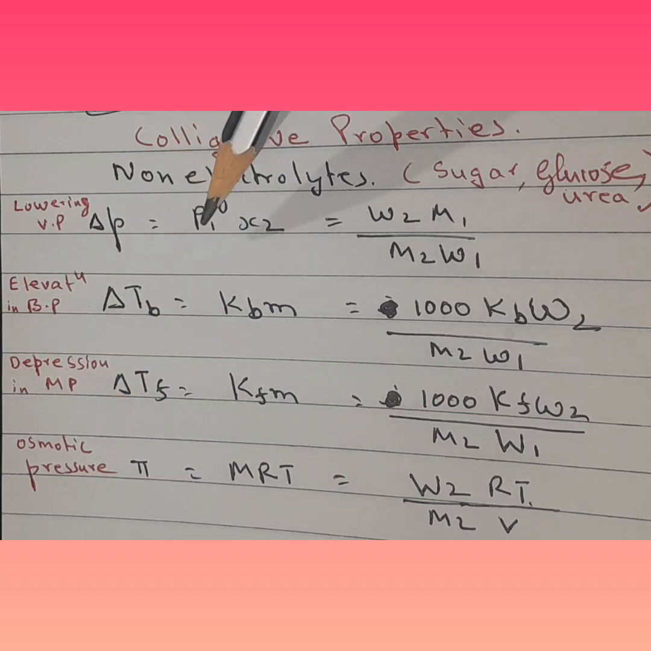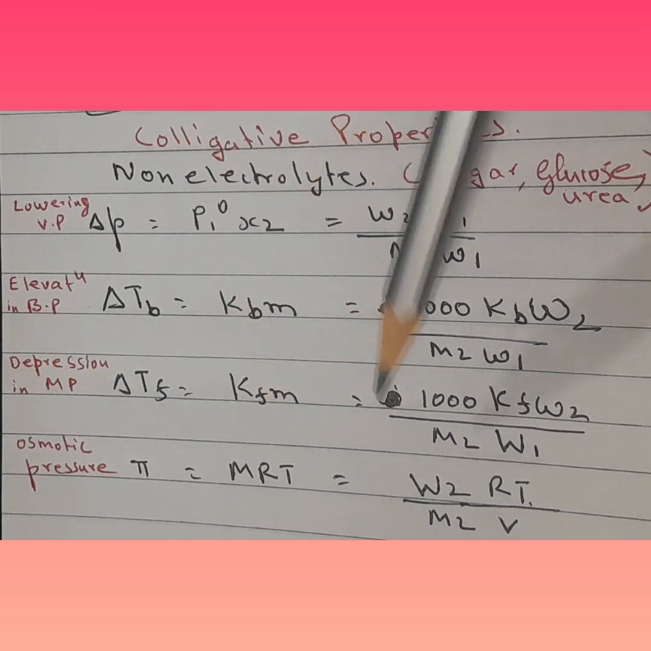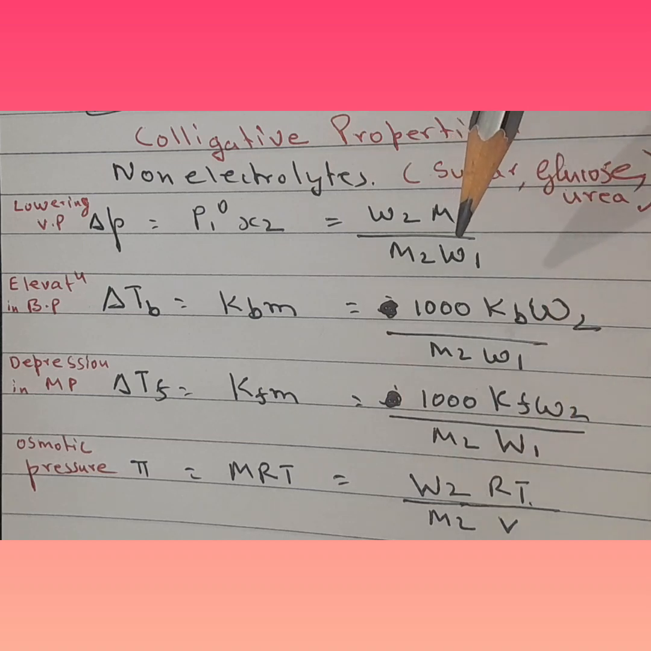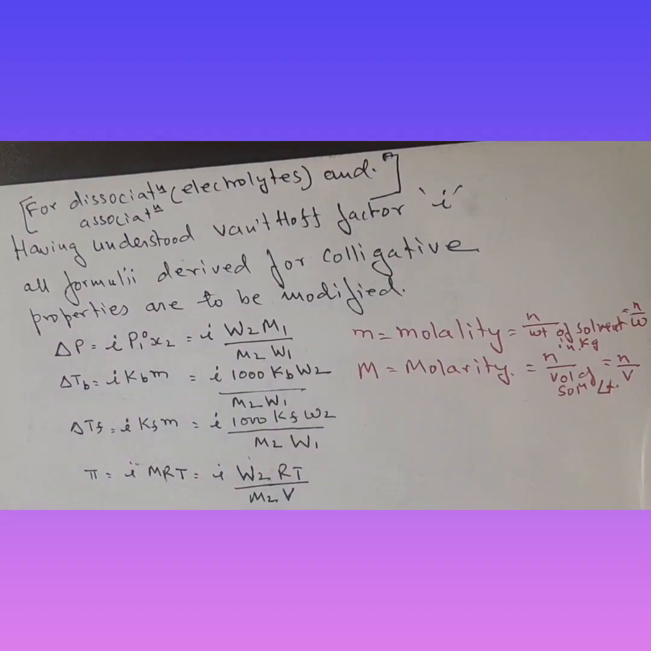And the relevant formulae are these. Now these colligative properties were applicable for non-electrolytes. Non-electrolytes, in the sense sugar, glucose, urea, which do not dissociate in solution. Now let's talk also about electrolytes. What happens in electrolytes? We have two types of molecules, one which dissociate and one which associate.